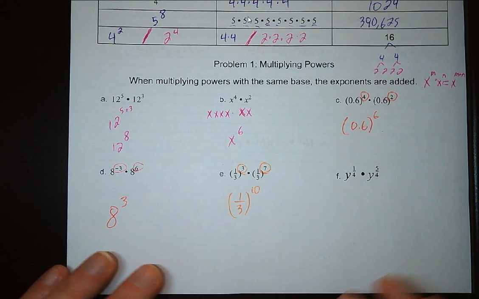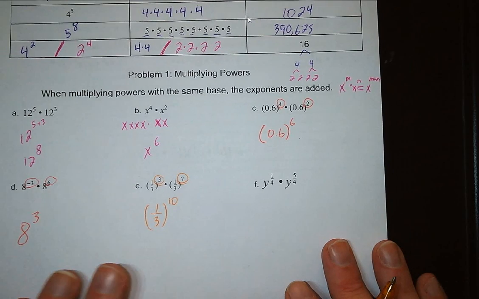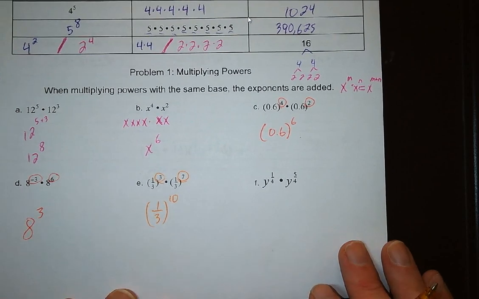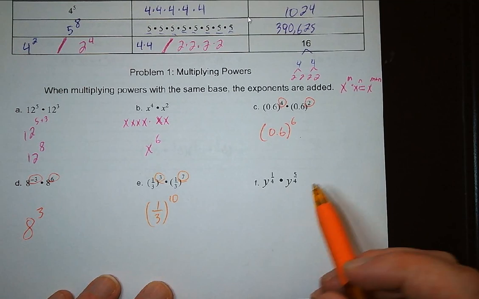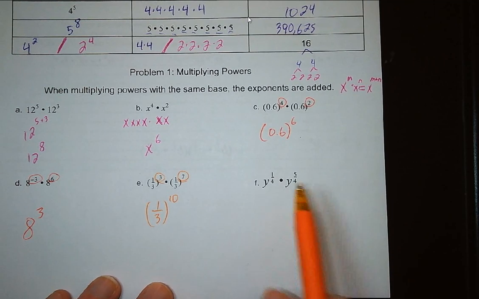Okay. We can also have exponents that are fractions. We call these rational exponents. And we are going to be tackling and dealing with rational exponents a lot more in Chapter 10. We're not going to deal with them much here in Chapter 7.